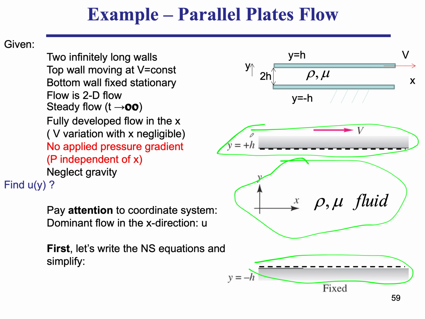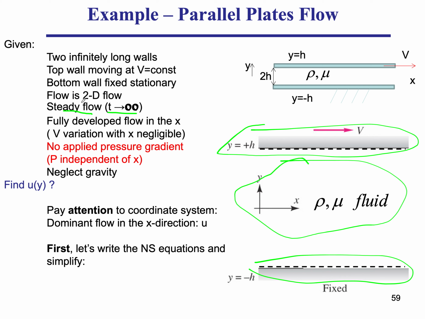Your top hand is at a value of y equal h, and the bottom hand is at y equal minus h. Again, your hands are infinitely large, and in the limit that time goes to infinity after you start moving your hands on top of each other, or moving the top wall over the bottom wall, the flow will become steady. So we're making the assumption that we have a steady flow.